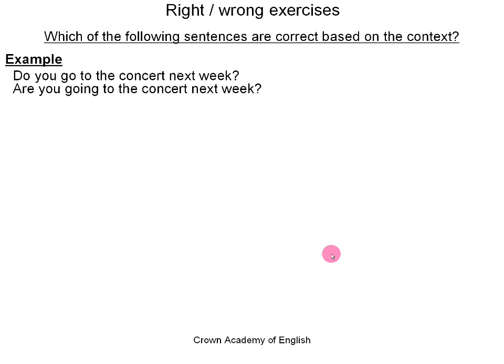Example. Do you go to the concert next week? Or are you going to the concert next week? So the exercise is to tell me which of those two sentences is correct. And the answer is, it's the second one. We are talking about future plans. We saw that earlier in the lesson. We are talking about future plans, and so we use the present continuous. Are you going to the concert next week?